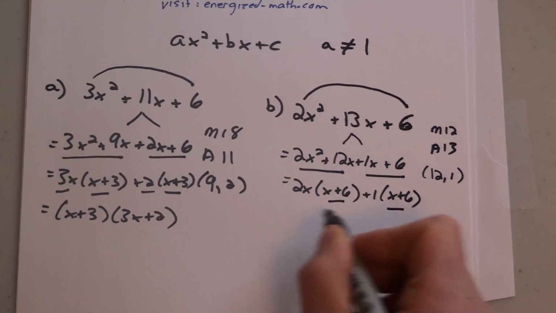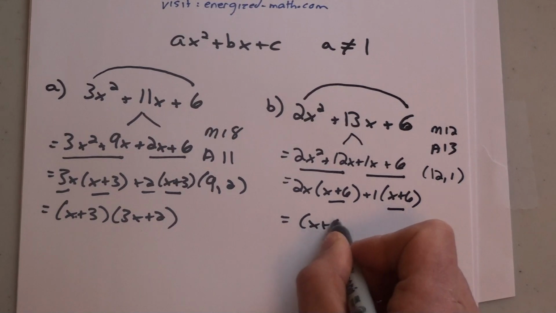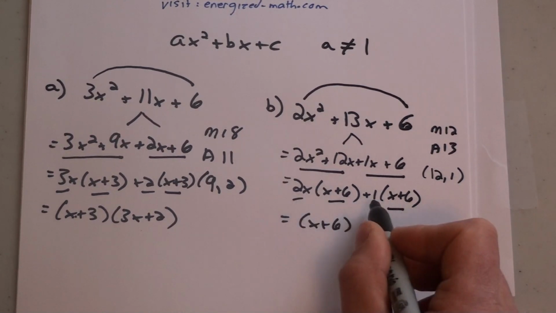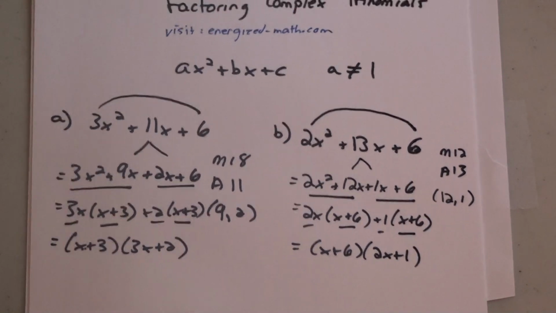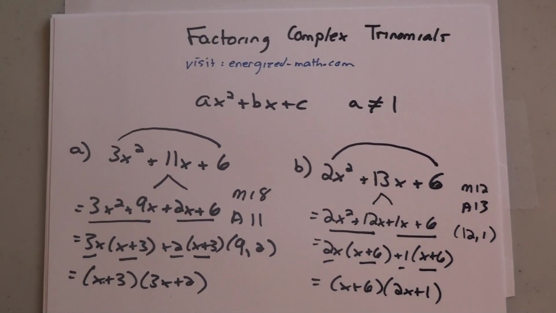These two brackets are the same, so you put it in front. And then you have your leftovers, the 2x and the 1, to go afterwards. Again, this is factoring complex trinomials using the decomposition method.